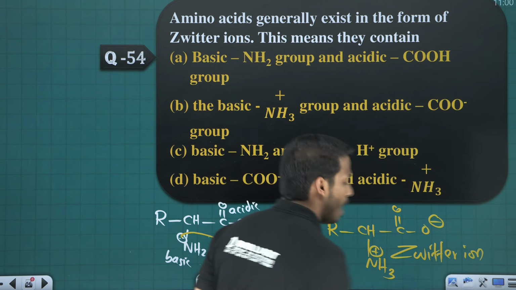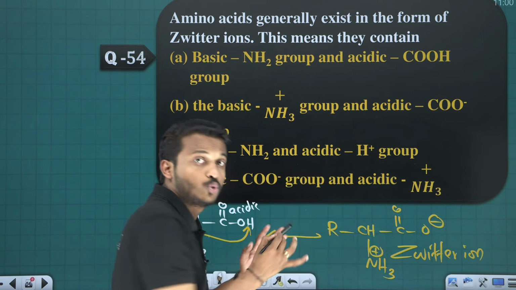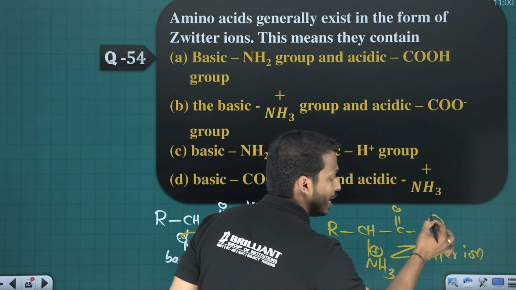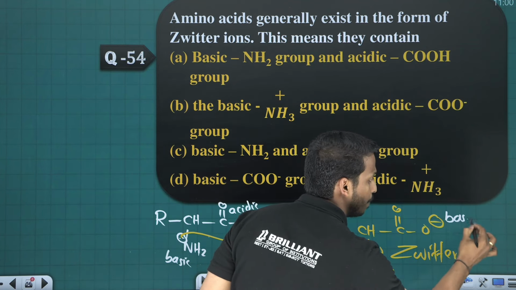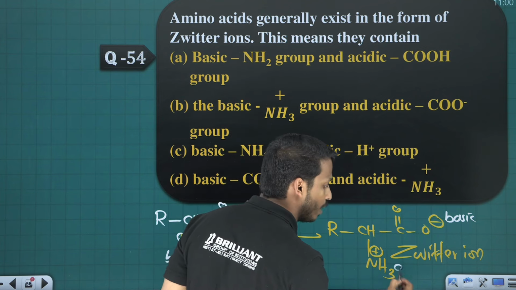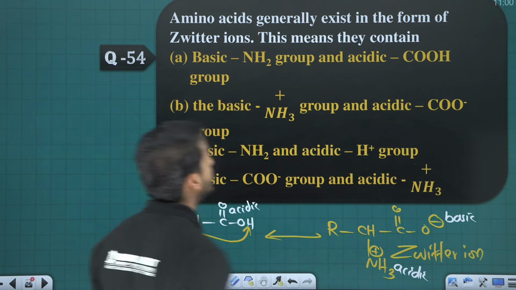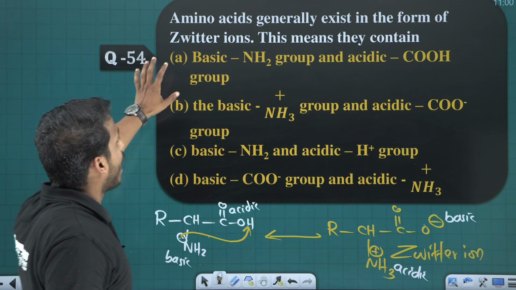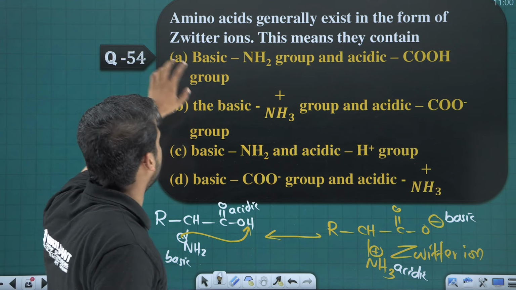Dear, now the acidic and basic groups are switched. Here the negative part is the basic part because it can accept H plus. This one can lose H plus, therefore it is the acidic part. So, question: amino acids generally exist in the form of zwitter ion.